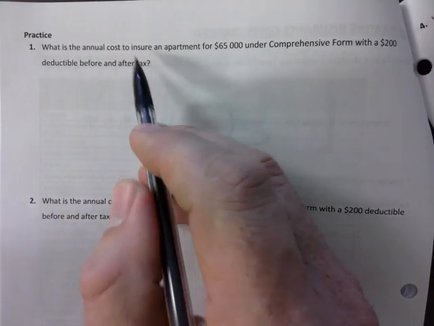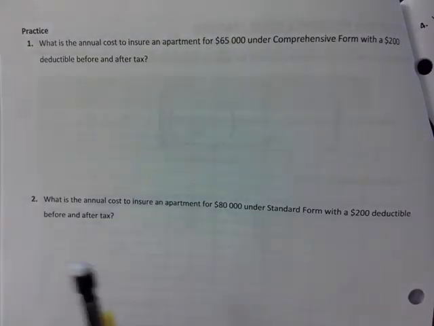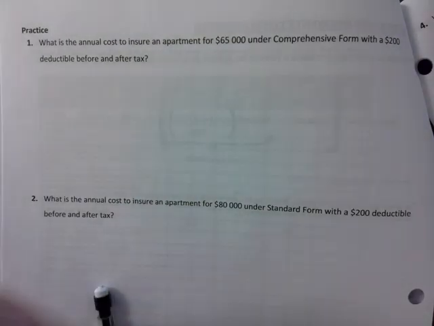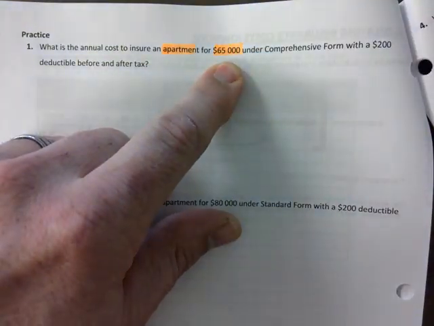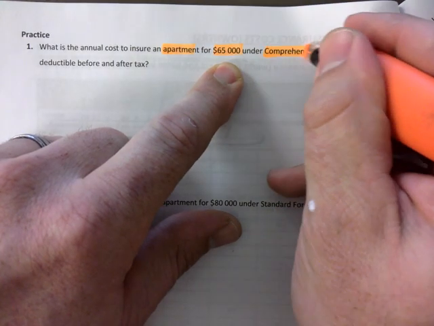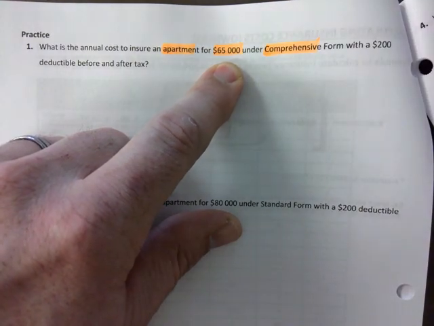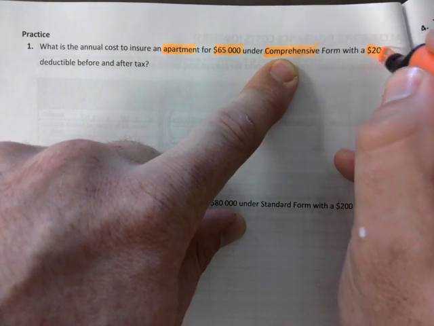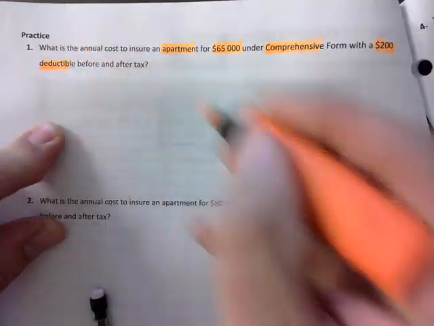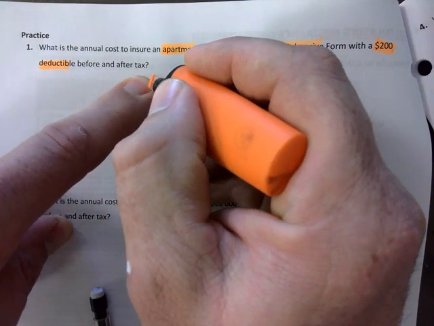What's the annual cost to insure an apartment? So you're renting. That's important because it's gonna change after today. You want $65,000 worth of coverage. It's going to be comprehensive. Remember, that's the deluxe versus basic, right? Standard. And it's a $200 deductible. We want before and after tax.